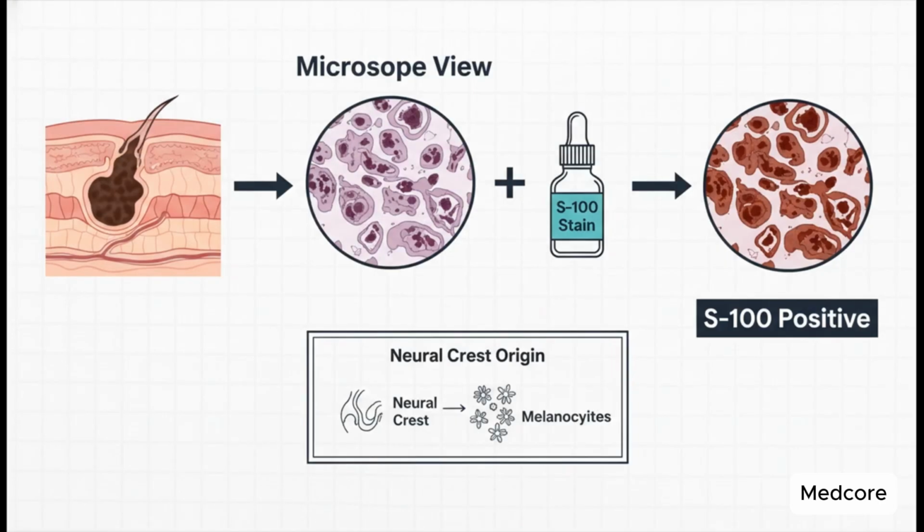Okay, one more case. A dermatologist sends you a suspicious mole. To check if it's melanoma, a common go-to stain is S100. Now, why S100? Because it's a marker for cells that come from the neural crest. And if you remember your embryology, that's exactly where our pigment-producing melanocytes come from. A positive S100 stain is a huge clue that you're dealing with melanoma.